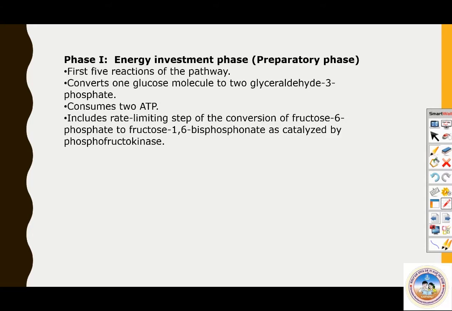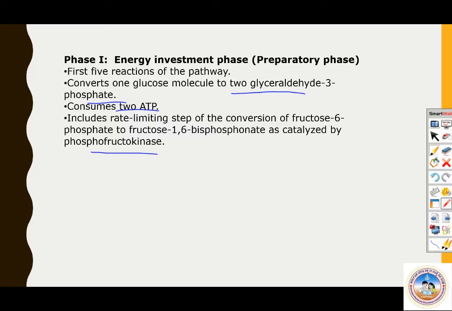See here, children, where it converts one glucose molecule to 2 glyceraldehyde 3-phosphate. So what is happening, glucose molecule is getting converted into 2 molecules of glyceraldehyde 3-phosphate, where it consumes 2 ATP. How many ATP does it consume? 2 ATP. It includes the rate limiting step of conversion of fructose 6-phosphate to fructose 1,6-bisphosphate as catalyzed by phosphofructokinase. Am I clear to you?